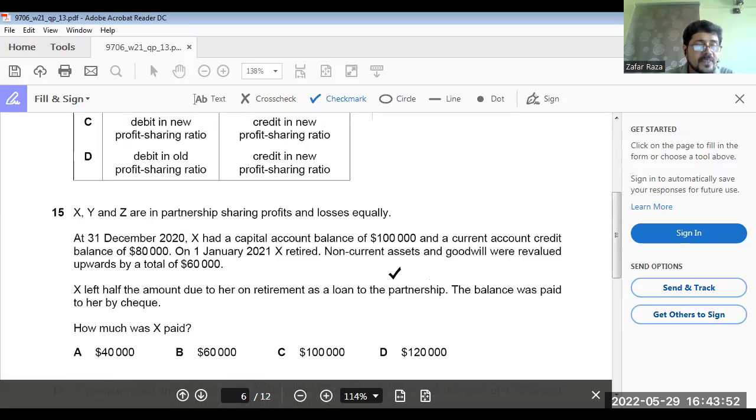Okay. Now, 15. X, Y, Z are in partnership, sharing profit and losses equally. At 31st December, X had a capital account balance of $100,000 and a current account credit balance of 80,000. On 1st January 2021, X retired. Non-current assets and goodwill were valued upward by a total 60,000. Now, see, 100,000 is the total capital of X plus 80,000 credit balance means he has the profit which he has earned in the previous years. 180,000 we have to give to him, along with 20,000 share of goodwill and revaluation. That means 200,000 we have to pay to X, but we are paying half the amount. It means 100,000. So C option should be the answer. Getting my point clear? Because we are paying half.